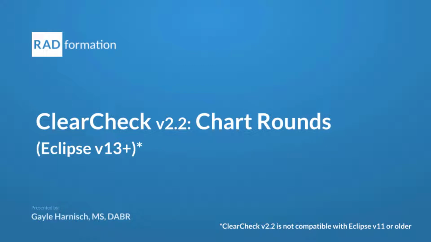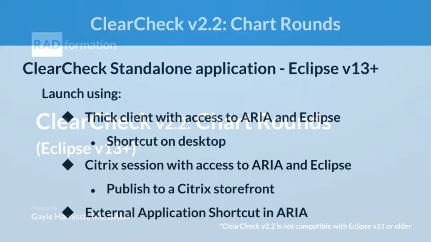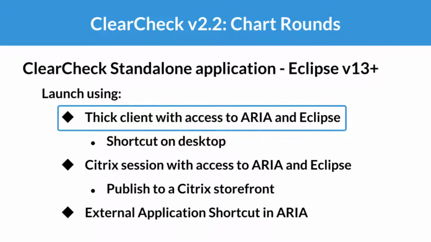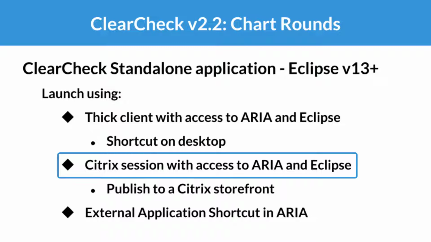ClearCheck version 2.2 now comes with a standalone application that can be used for ChartRounds or any other type of patient plan or structure review session. This application must be launched either from a thick client with access to ARIA and Eclipse or from a Citrix session with access to ARIA and Eclipse.